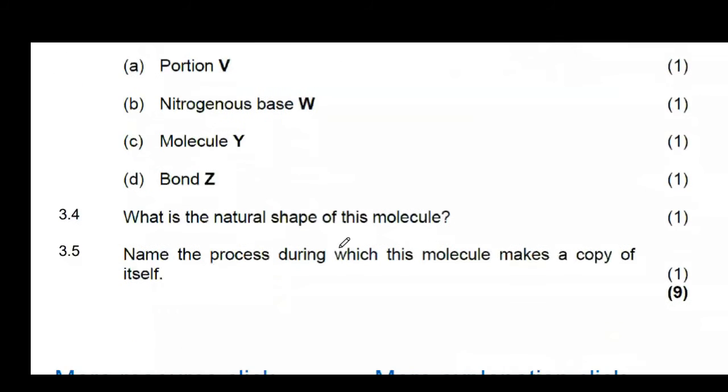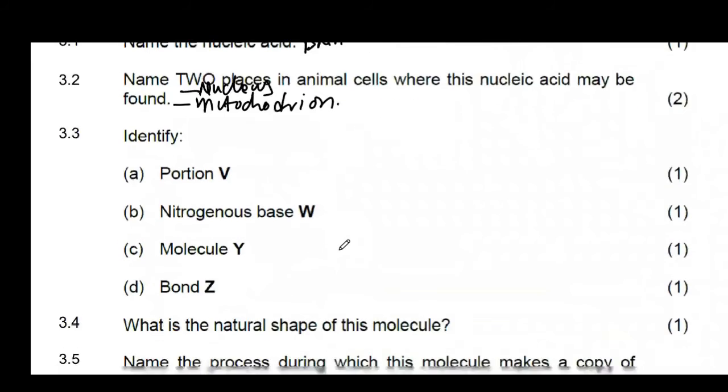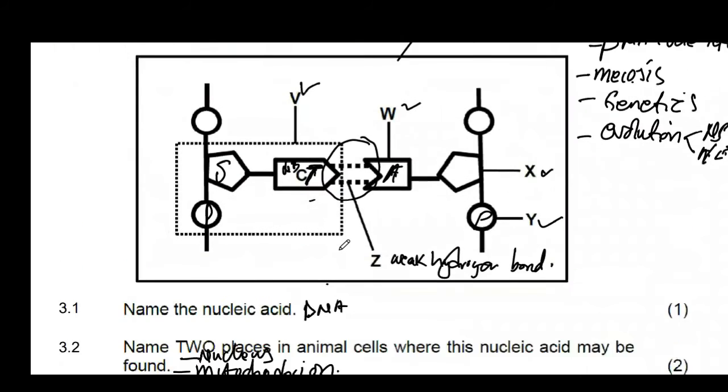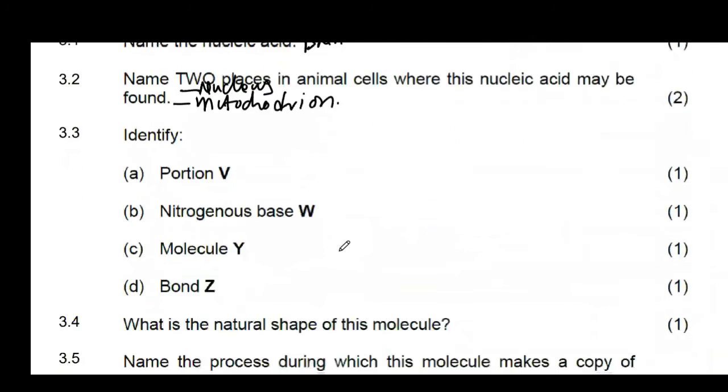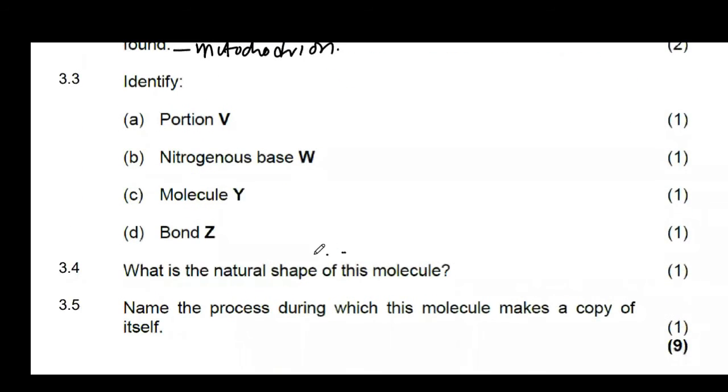Then they are saying bond Z. What is bond Z? Bond Z is weak hydrogen bonds. So I think we have seen the answer here. Weak hydrogen bond, we have seen here. Phosphate group, nitrogenous base, we have seen it. And then portion W, which is the nucleotide.